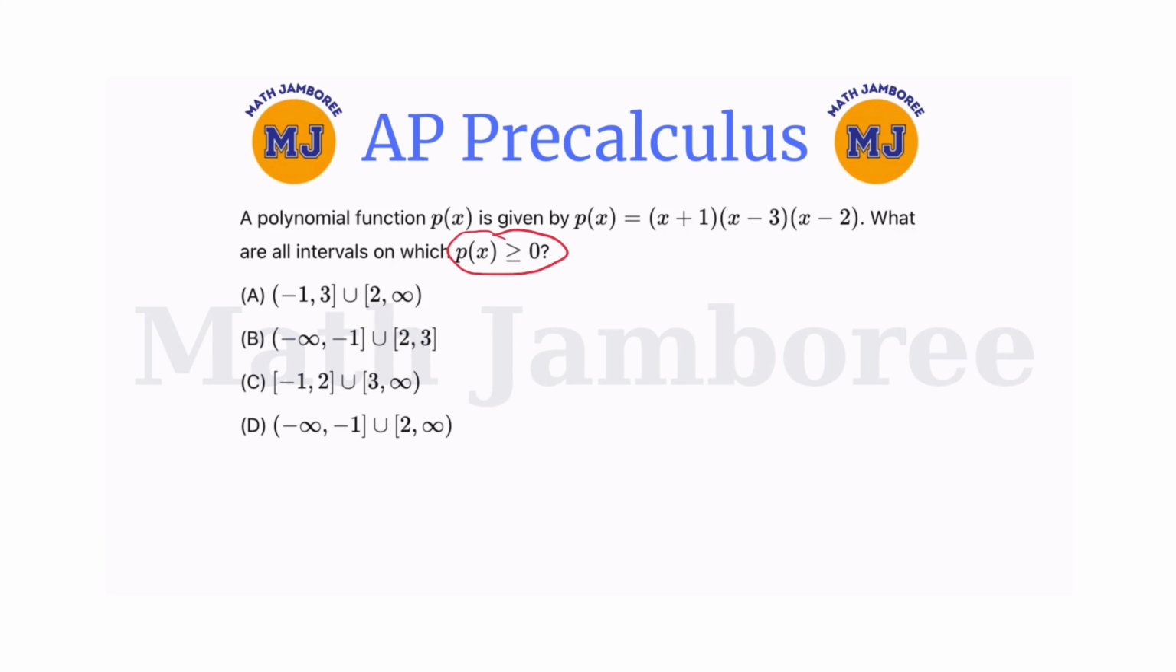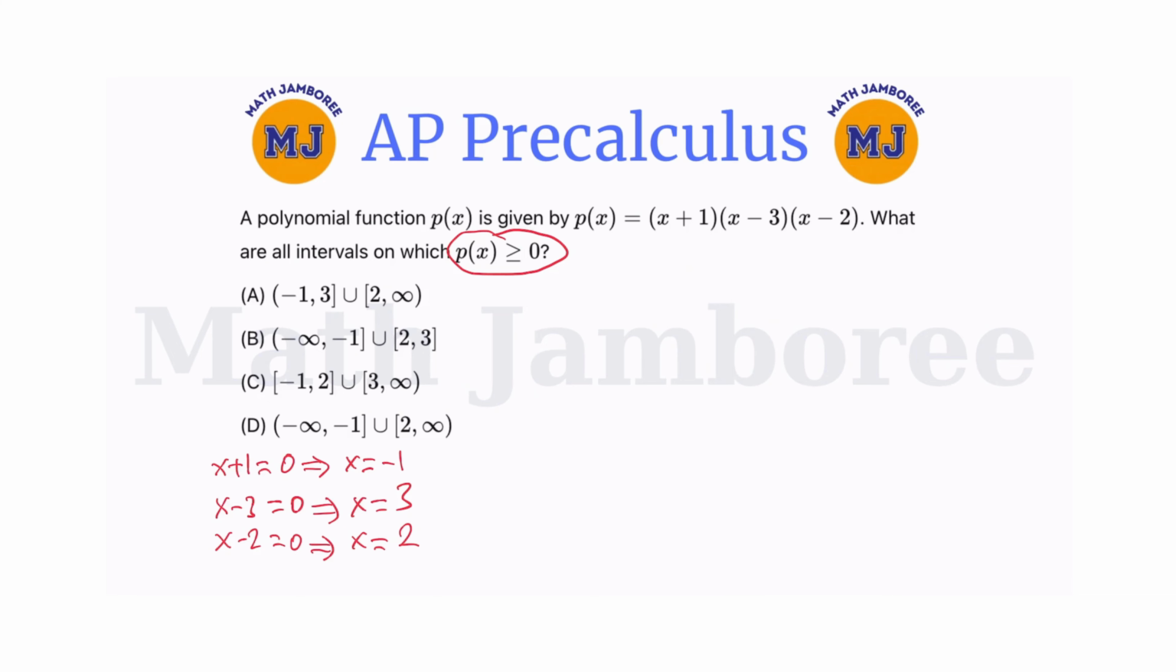So let's do that over here. x plus 1 equals 0. This gives us x as negative 1. And x minus 3 equals 0, then x is positive 3. And x minus 2 equals 0, x equals positive 2. So we have three roots: x equals negative 1, 3, and 2. These are the points where the polynomial equals 0. We will include these points because it's greater than or equal to.